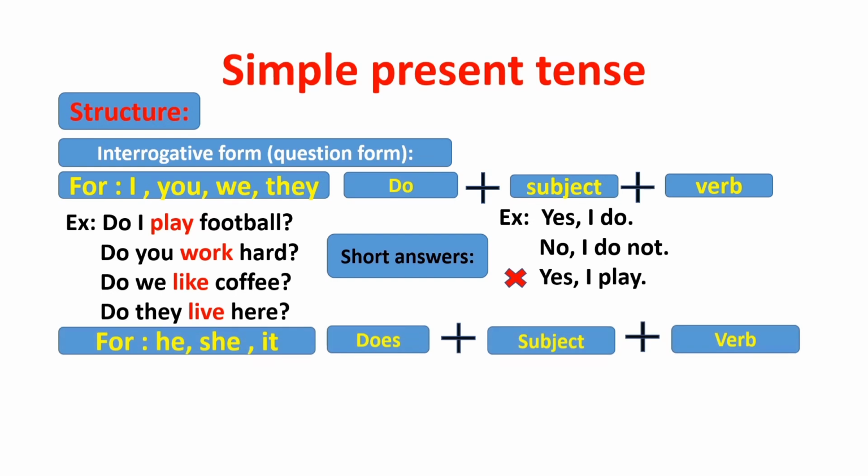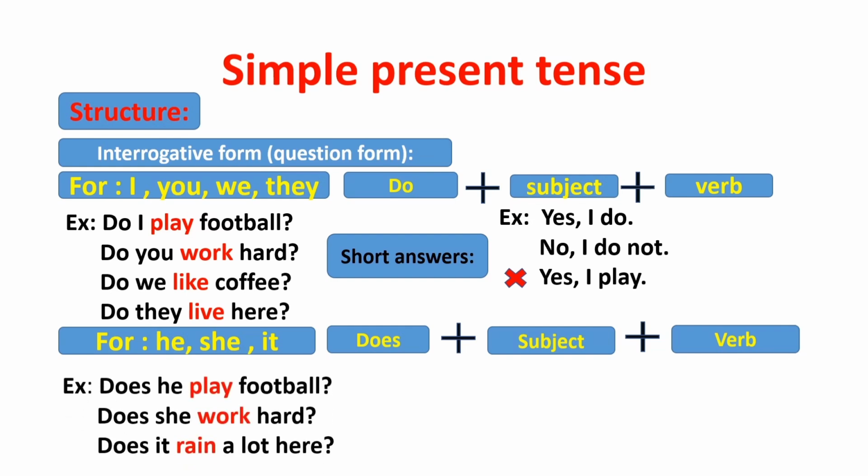So for he, she, it, we use does at the beginning of the sentence to make question forms. Does, subject, and verb. For example, does he play football? Why are we not using an s after play here with he? Because does, a singular verb, is already added and we don't need a second singular verb in a single sentence. Does he play football? Does she work hard? Does it rain a lot here?